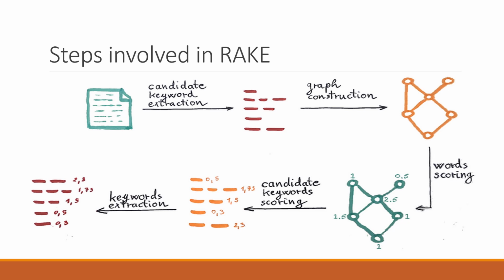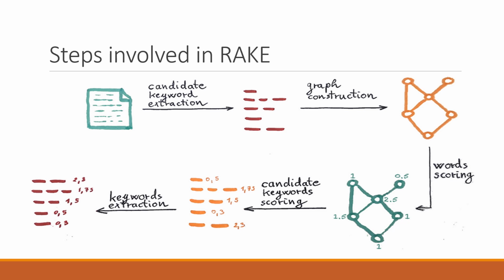Phrase delimiters are, for example, punctuation characters. Keyword co-occurrence graph construction. Vertices in the graph are words. They are connected if they appear together in candidate keywords. The graph is weighted. The weight is the number of times that connected words appear together in the candidate keywords. The graph also indicates connections of the vertex to itself.